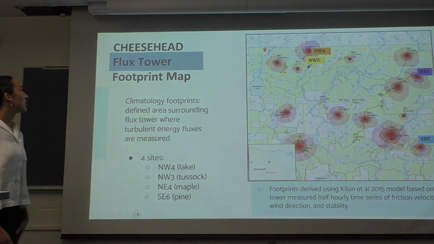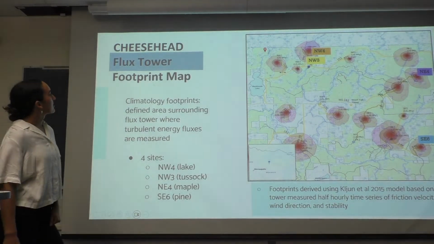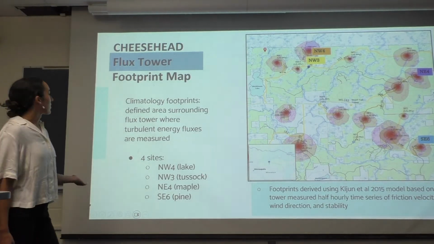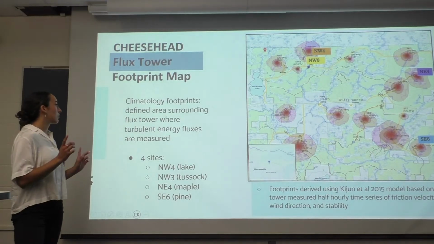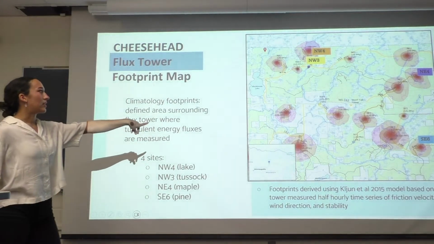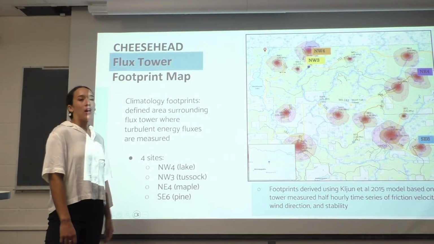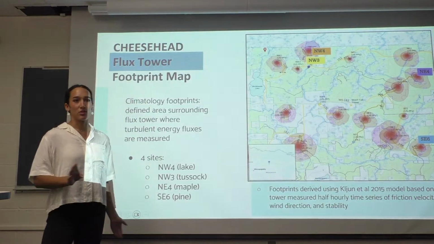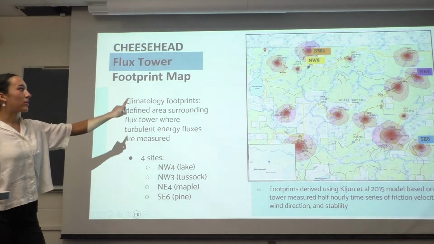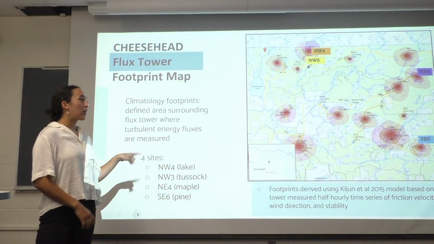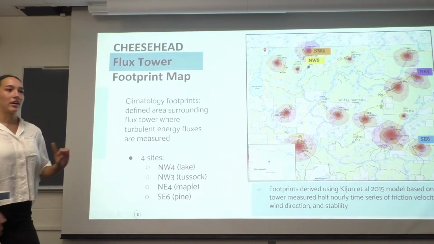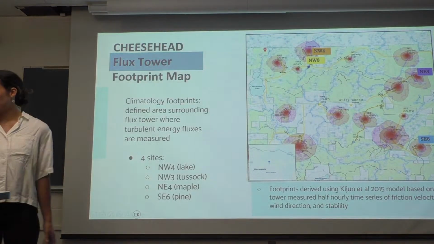So looking at the Cheesehead map of all the different sites, I was looking at what are called footprints, where climatology footprints are defined as the area surrounding flux towers where the turbulent energy fluxes are actually calculated. You can see those highlighted in red around the different sites. Because of time constraints of my project, I was only able to look at 4 of the many sites. The sites I looked at were Northwest 4, Northwest 3, Northeast 4, and Southeast 6. These showcase a variety of different landscape types, one being a lake and the rest being mixed wetlands and forest.